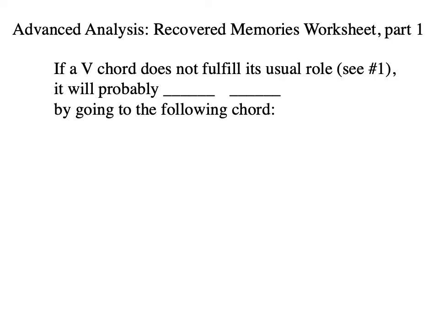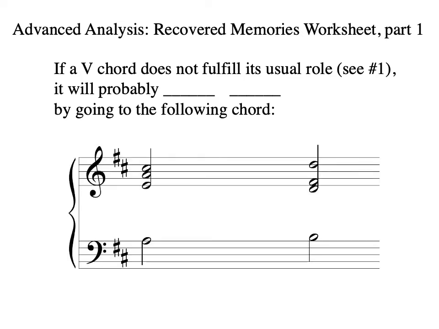Here's a nice fill in the blank. If a 5 chord does not fulfill its usual role, that is, does not go to a tonic chord, it will probably blank blank by going to the following chord. So it's a 2-word answer I'm looking for. And there's a little musical diagram to illustrate it. We're going to stay in D major still, and there's our 5 chord. But instead of going to 1, like we've been hearing, that 5 chord does something different. That 5 chord does this.